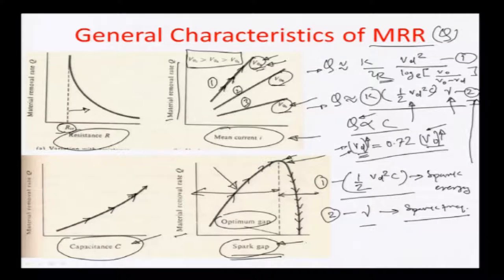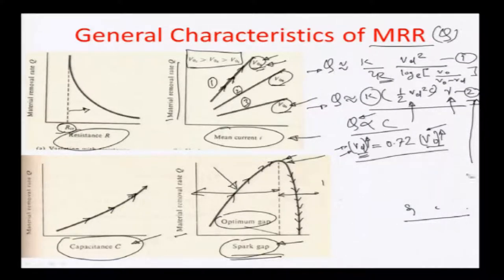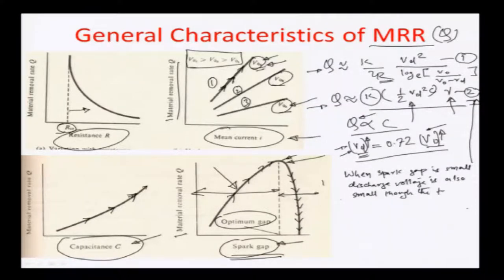So, essentially, we can summarize all of this by saying that when the spark gap is small, the discharge voltage is also small, though the frequency is high, resulting in a high MRR.